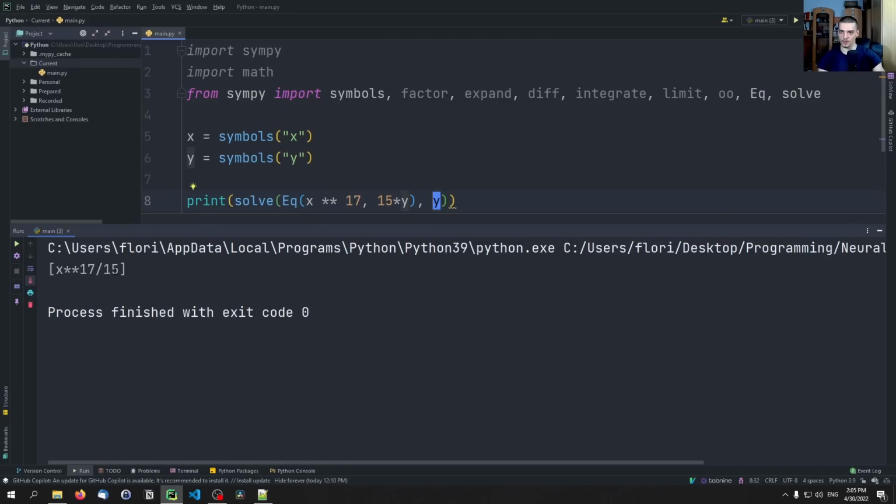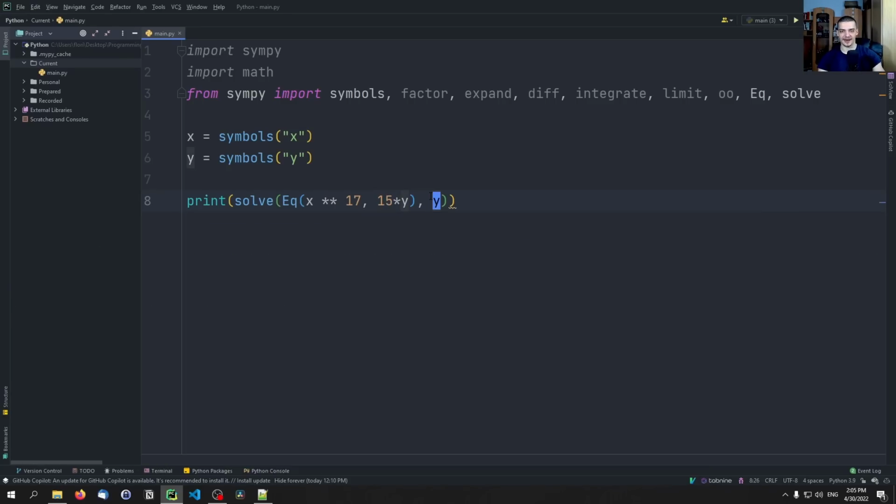Oh, actually, for y, I get quite simple solutions, obviously, because the power of 17 is on the side of x. So in order to get y, I just divide by 15, and I have the result. For x, it's a little bit more complicated.